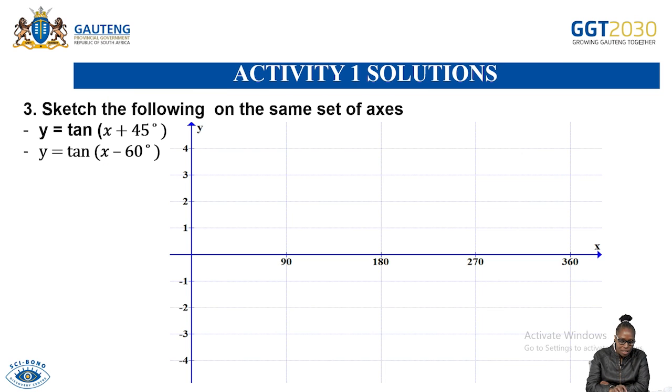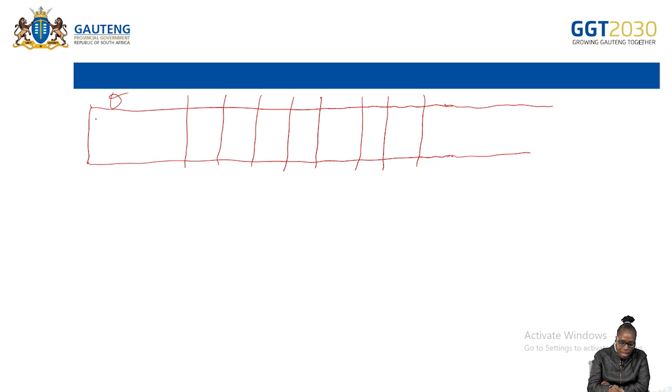I have my angle theta or x. It's named x. And I have y equal to cos x minus 30 degrees. That is my first one. And my second one will be y equal to cos x plus 60. Now I must find my coordinates of the graph.